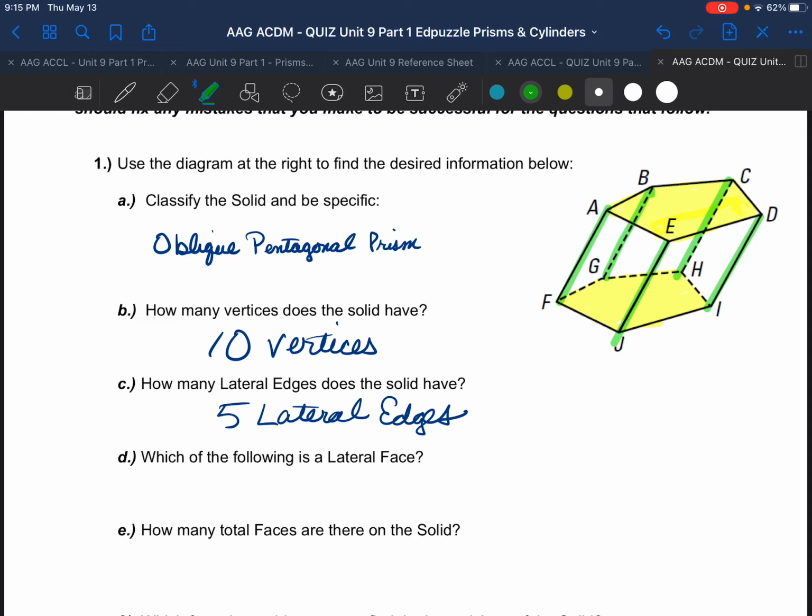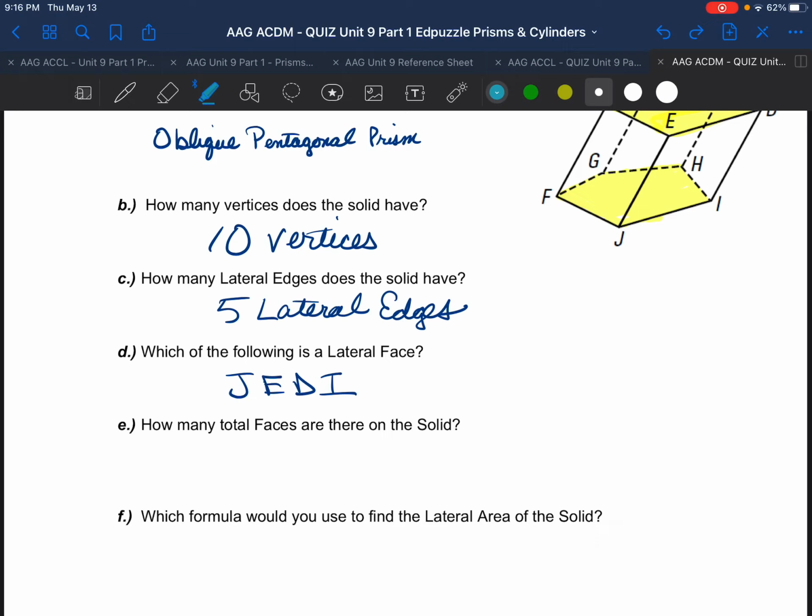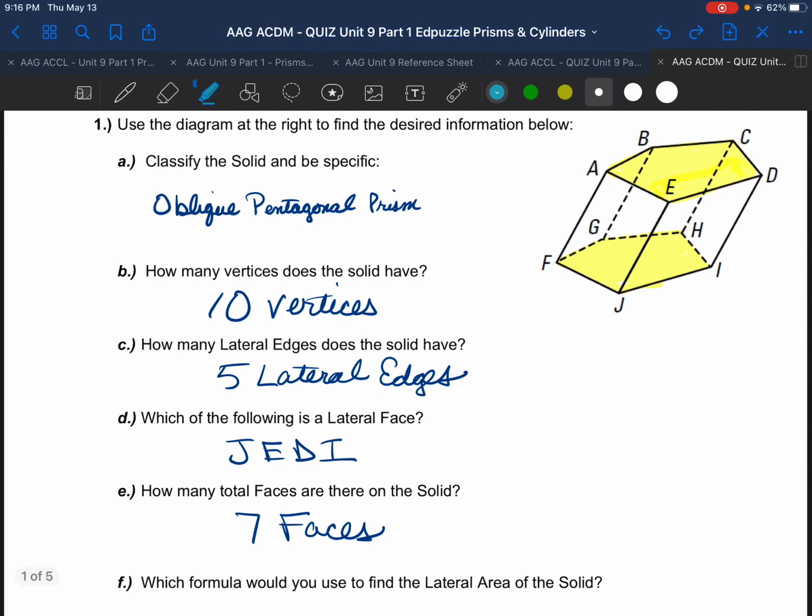Part D, which of the following is a lateral face? Okay, we're going to have to use the force on this one. The lateral face is going to be JEDI. Part E, how many total faces are there on the solid? There are 7 total faces on the solid. They're going to be 5 lateral faces and the 2 bases highlighted in yellow.